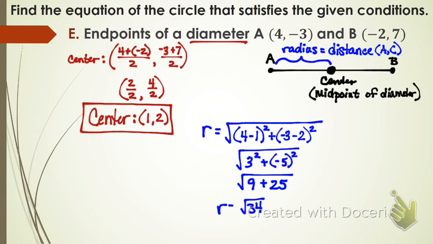So here's my radius. Do I have enough to write the equation for this circle now? Yes. X minus 1 squared plus y minus 2 squared equals what? 34.